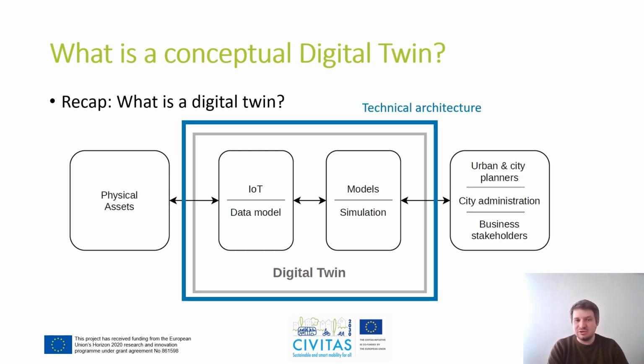The centerpiece of this graphic here is the digital twin itself. And so far we have only talked about what a digital twin does, what we can do with the digital twin, but we haven't talked about what the technical components are and how they need to be connected to actually allow the digital twin to do what we want it to do. So this is what we call the technical architecture, which is one important part of the conceptual digital twin. We want to know how we have to set up such a system.